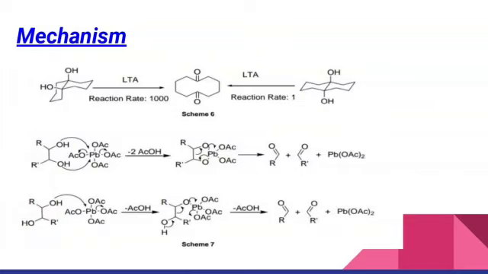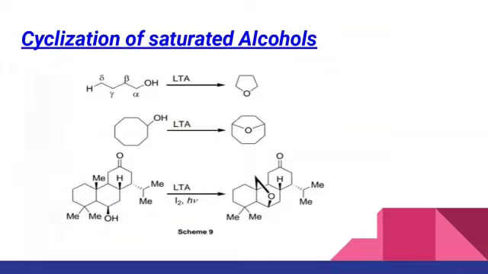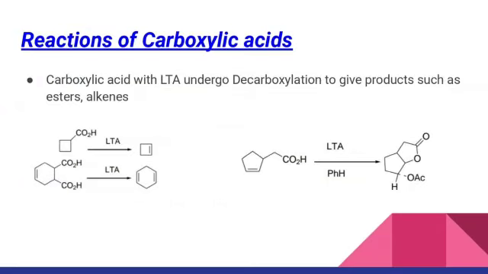The mechanism is given here. Cis diols are cleaved more readily than trans diols. Simply, the mechanism is given below: a cyclic intermediate is formed and cleavage takes place here. Next is the cyclization of saturated alcohols. Alcohols having a delta hydrogen undergo cyclization in the presence of LTA by a radical pathway to give tetrahydrofuran along with a low yield of tetrahydropyrans.